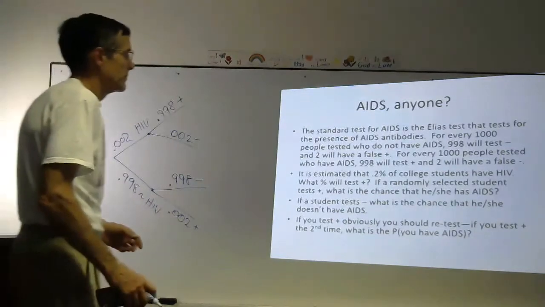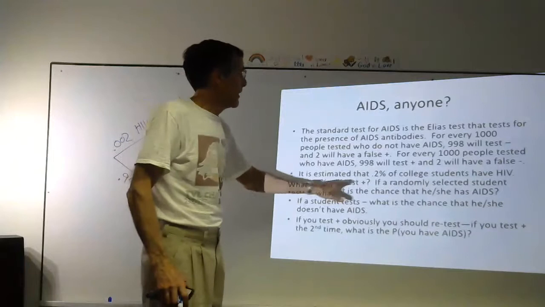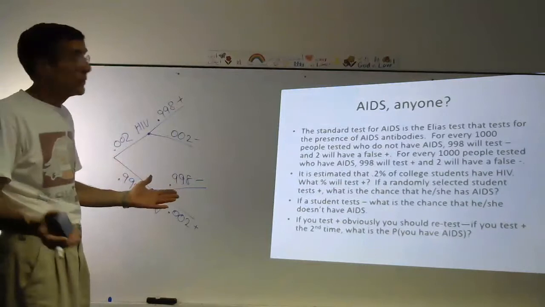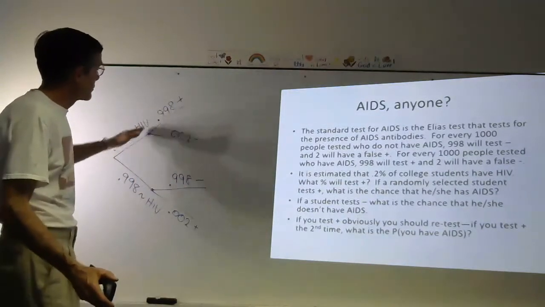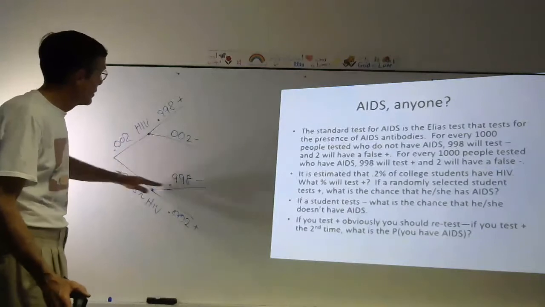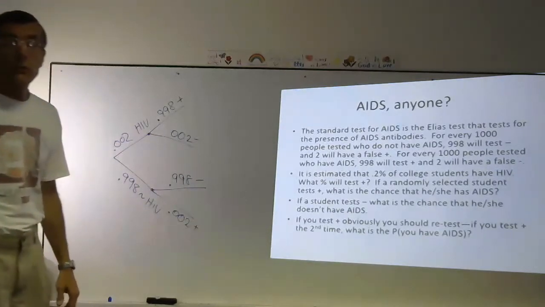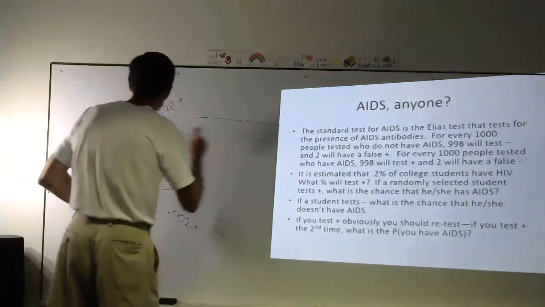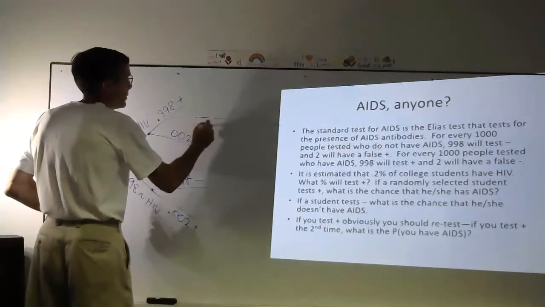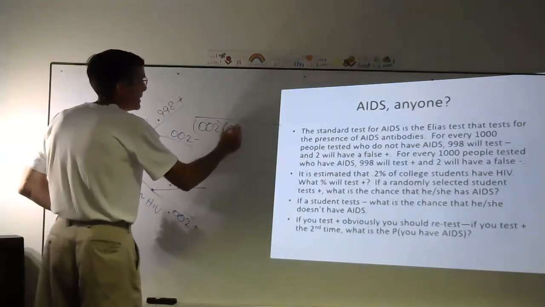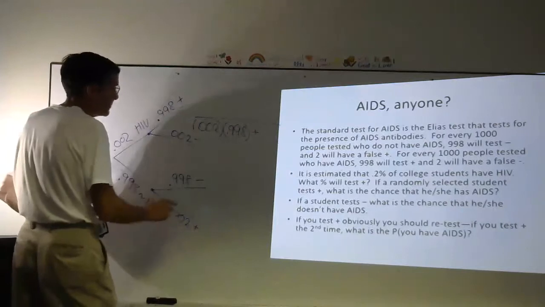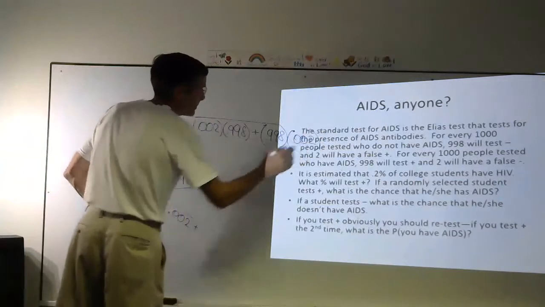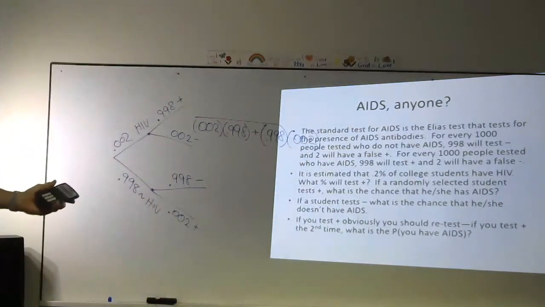First question. What percent of people tested will test positive? Well, you can get positive results 2 ways. You can get a positive result here if you actually have AIDS, or you can get a positive result down there when it's a false positive. So what percent will test positive? It's either this branch, 0.002 times 0.998, plus down here, 0.998 times 0.002. Okay, that's the percentage that'll test positive.